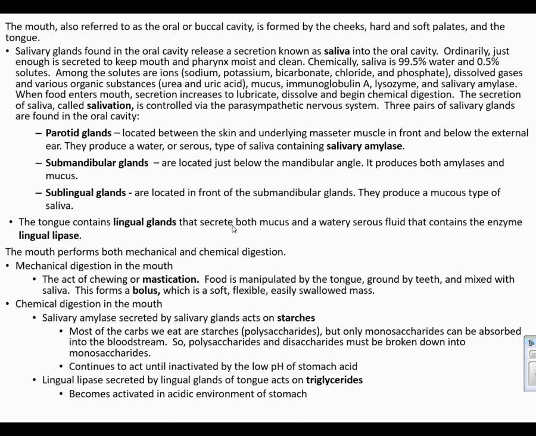All right, now we can get into the actual organs. And so we'll start with not necessarily just an organ, but a place where you find several organs, and that is your mouth, also known as your oral or buccal cavity, formed by our cheeks, the hard and soft palates, and our tongue.